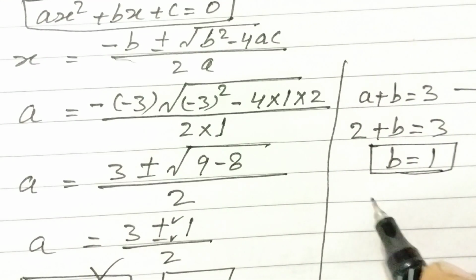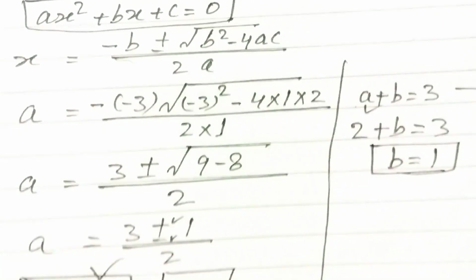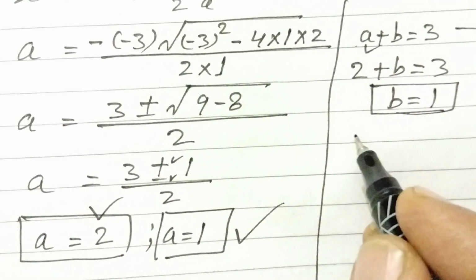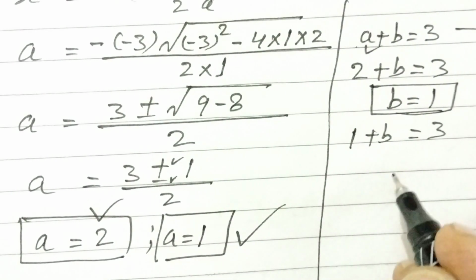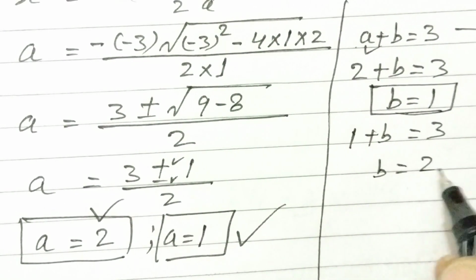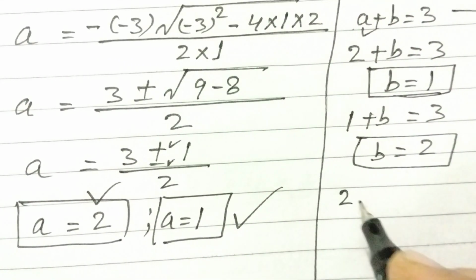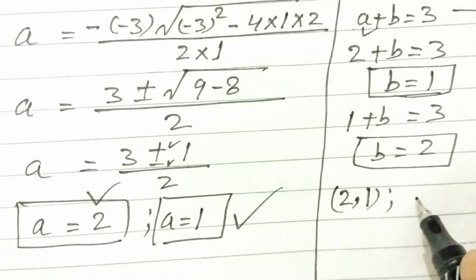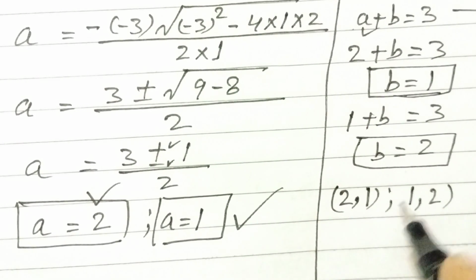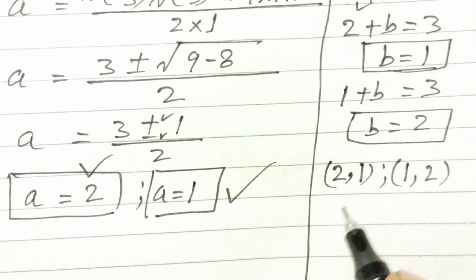Fine. Again, a is equal to 1. So 1 plus b is equal to 3. b is equal to 2. Right? So 2, 1 and 1, 2 are values of a and b respectively.